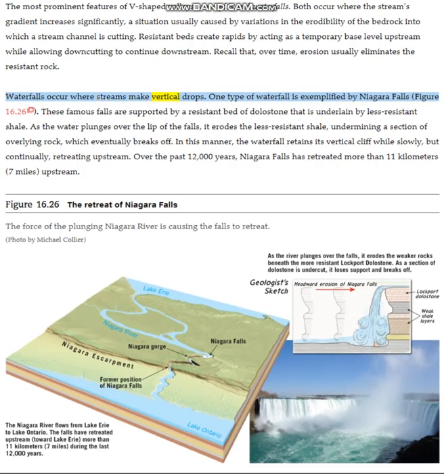Waterfalls occur where streams make vertical drops. One type of waterfall is exemplified by Niagara Falls, figure 16.26. These famous falls are supported by a resistant bed of dolostone that is underlain by less resistant shale. As the water plunges over the lip of the falls, it erodes the less resistant shale, undermining a section of overlying rock, which eventually breaks off. In this manner, the waterfall retains its vertical cliff while slowly, but continually, retreating upstream. Over the past 12,000 years, Niagara Falls has retreated more than 11 kilometers, 7 miles, upstream.